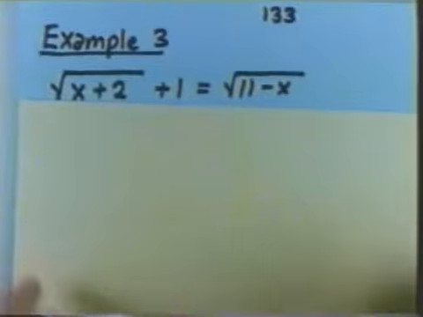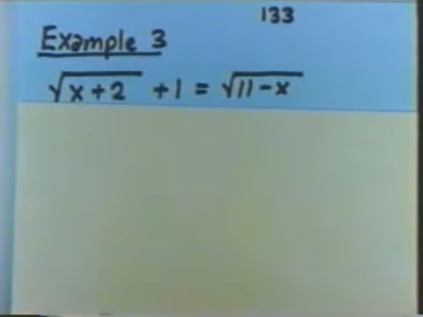Let's go to another example. In this case we have a radical on both sides of the equation. This is the square root of x plus 2, add 1, equals the square root of 11 subtract x.